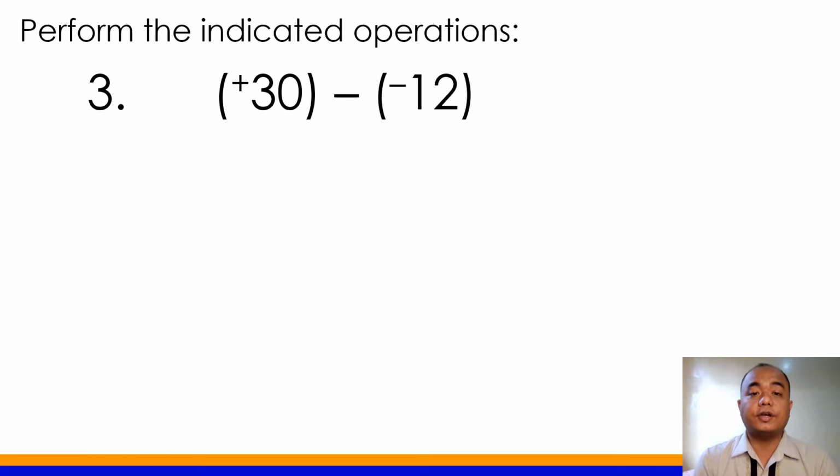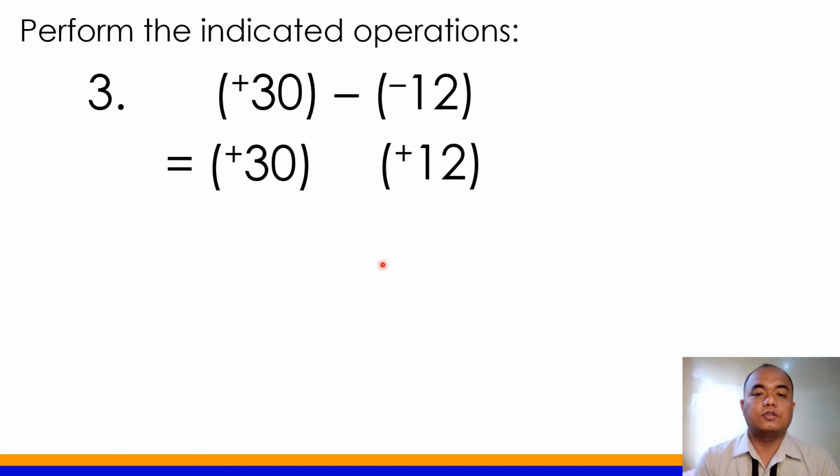Number 3, positive 30 minus negative 12. So, again, we will change the sign of our subtrahend, which is negative 12. This will become positive 12. Okay? So, copy lang yung 30, class, na minuend. And then, kung na-change na natin yung sign ng subtrahend, iti-change din natin yung ating subtraction dito at magiging addition siya.